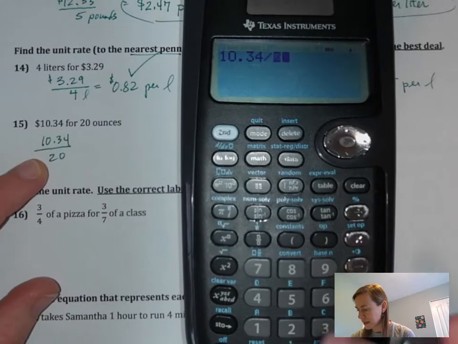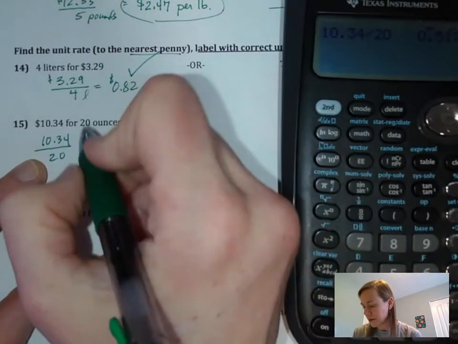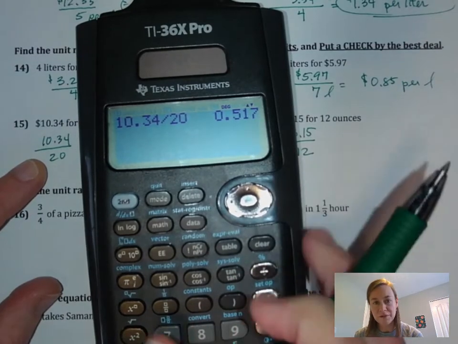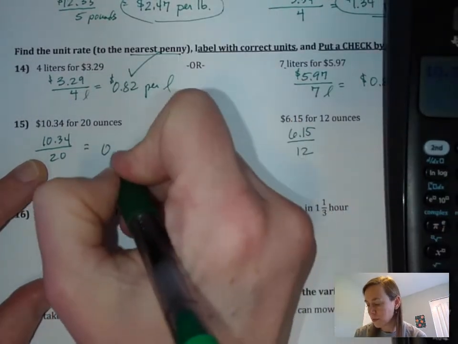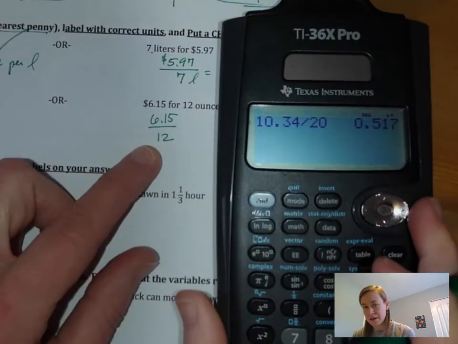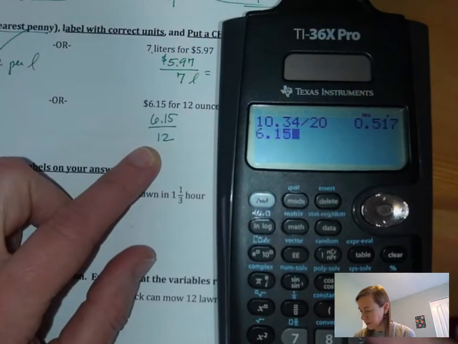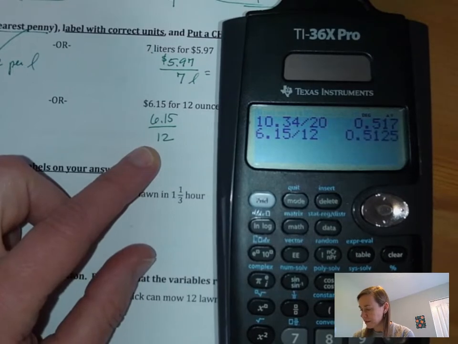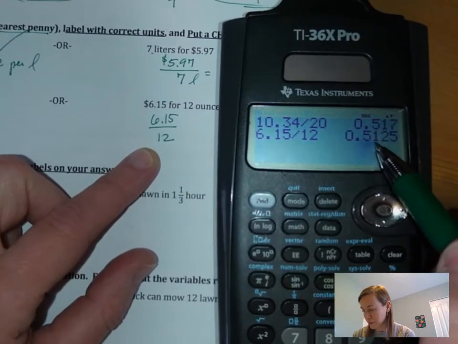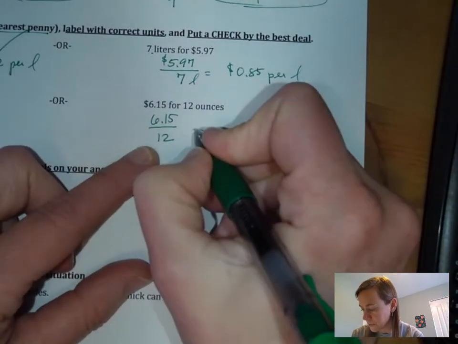10.34 divided by 20. Okay, so rounding, the 7 is going to bump that 1 up to a 2. So I'm going to say 52 cents, so 0.52. Okay, what about over here? 6.15 divided by 12. Okay, it looks like it's just going to stay at 51 because the 2 will not bump that up. So 51 cents.